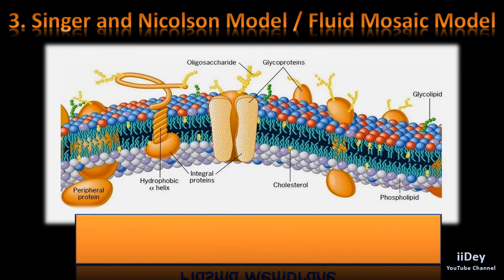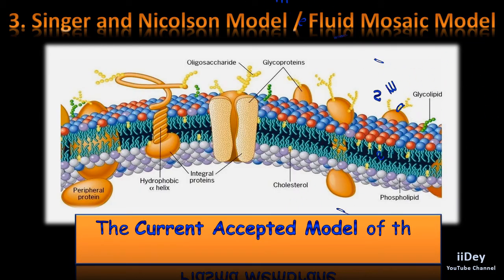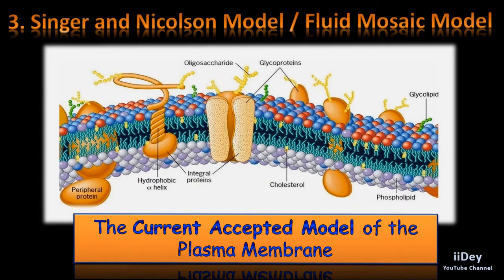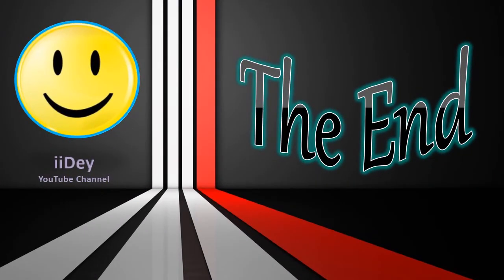This fluid mosaic model, derived by the scientists Singer and Nicolson, still remains the most accepted model that provides a fundamental understanding of the plasma membrane structure. This concludes the tutorial here.